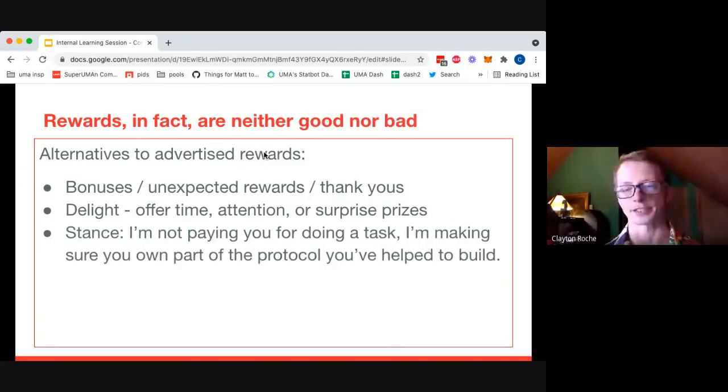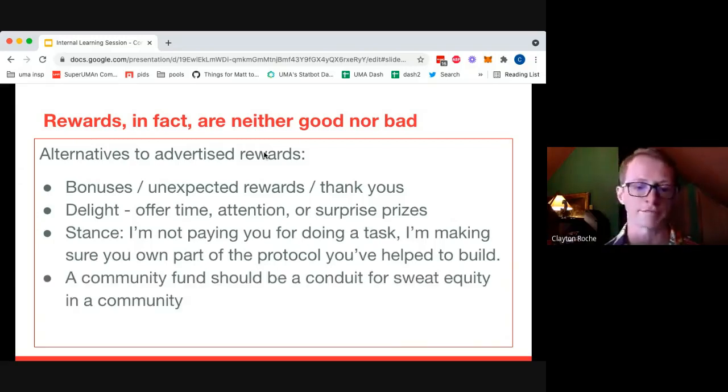Furthermore, and this goes to John's point around the intersection with crypto and these topics, the stance I like to take when I do reward somebody for something is not "I'm paying you for doing a task." It's that I'm making sure you own part of the protocol that you've helped to build. I'm not sure there's a huge difference, but it feels different to me. I want people to understand that this is a case of us working together to create this really cool thing, and I want them to feel a sense of ownership. It goes back to that very first definition of extrinsic reward being separable. I want them to feel like it's not separable, that it's part of the holistic experience.